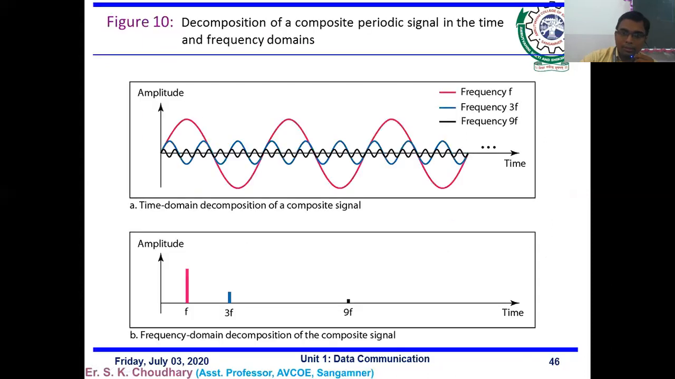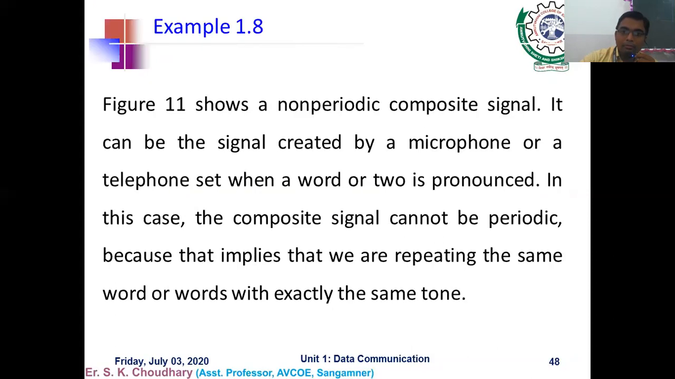So all of you have seen this composite periodic signal? Yes. Okay, now we will go over the non-periodic composite signal.